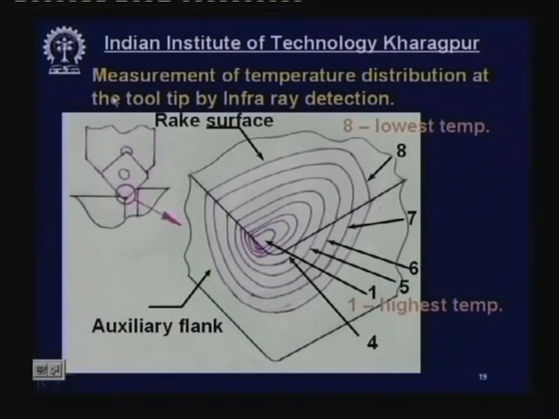Next is measurement of temperature by a very modern method, advanced technology, very expensive also: measurement of temperature distribution at the tool tip by infrared detection. Infrared detection uses a camera that is sensitive to temperature. Depending upon the temperature, some signal will be created in terms of voltage or something, and by image processing that will be stored in the computer and then displayed on the screen. For example, say this is the cutting tool which has 3 surfaces.